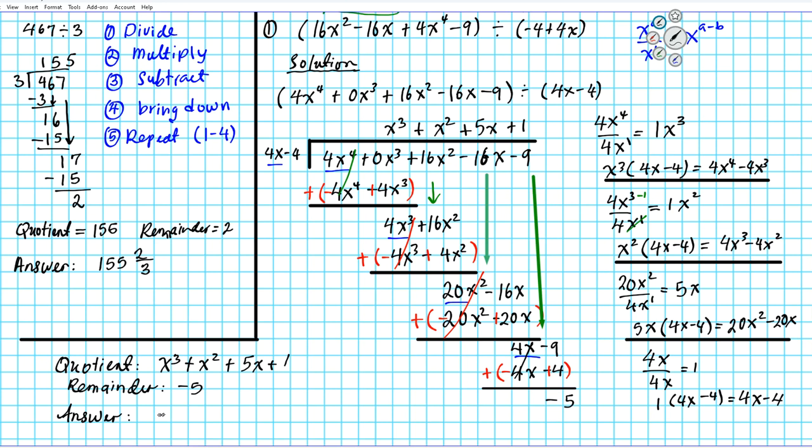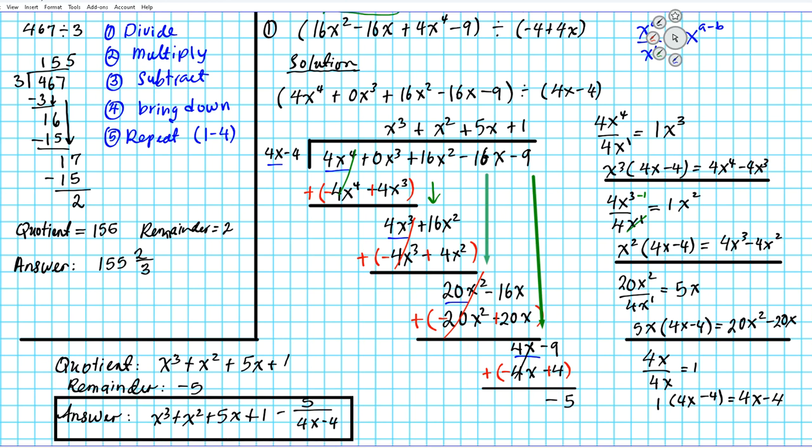Okay? And then the answer to the problem is your quotient, x to the third plus x squared plus 5x plus 1, plus your remainder, which is going to be negative 5 over your divisor, which is 4x minus 4. Alrighty, so ladies and gentlemen, there goes the answer to your problem. That's how you do a long division.